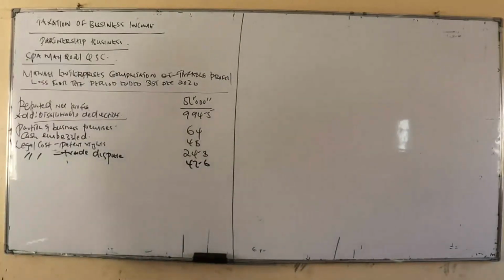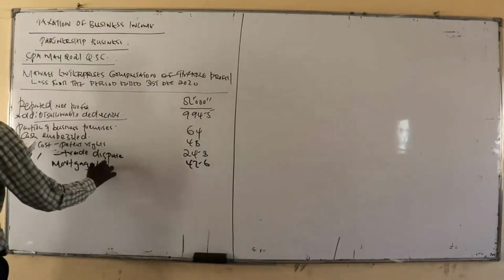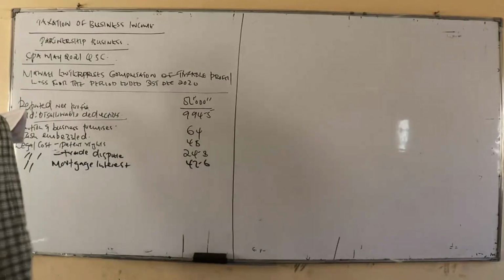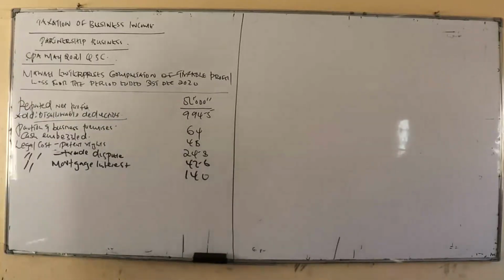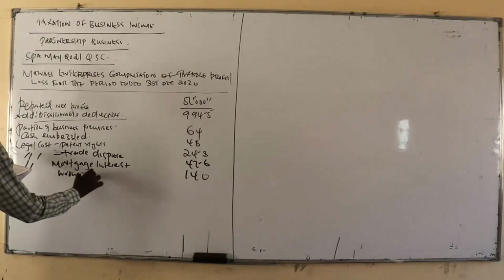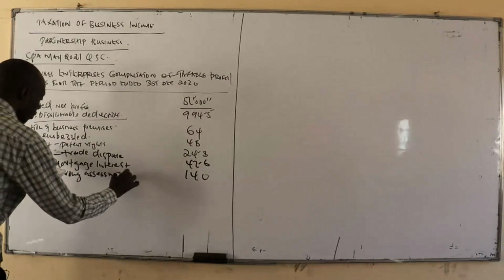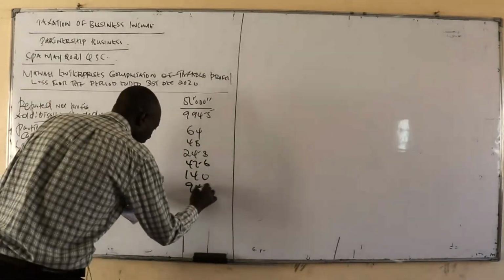And then mortgage interest for Mark. So legal cost, mortgage interest, isn't it? How much is it? 140. So you add that 140. That is not allowed. Defending party against wrong assessment, isn't it? Wrong assessment. How much is it? 94.6.